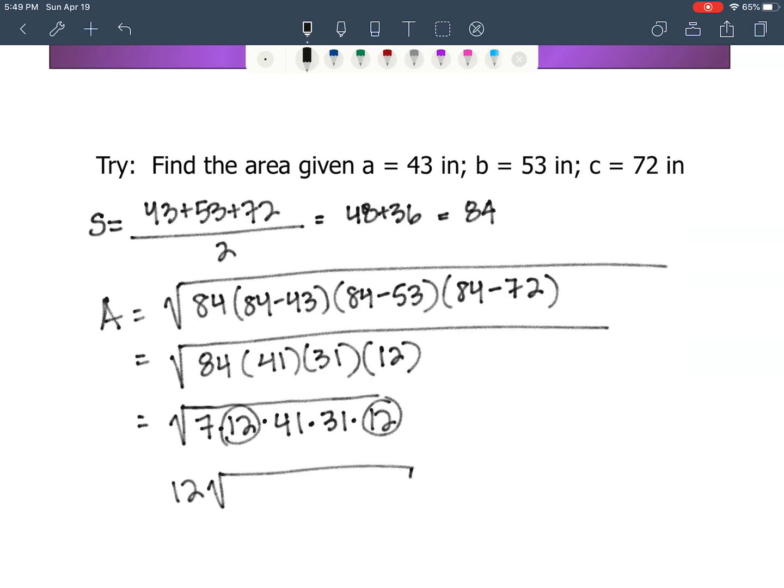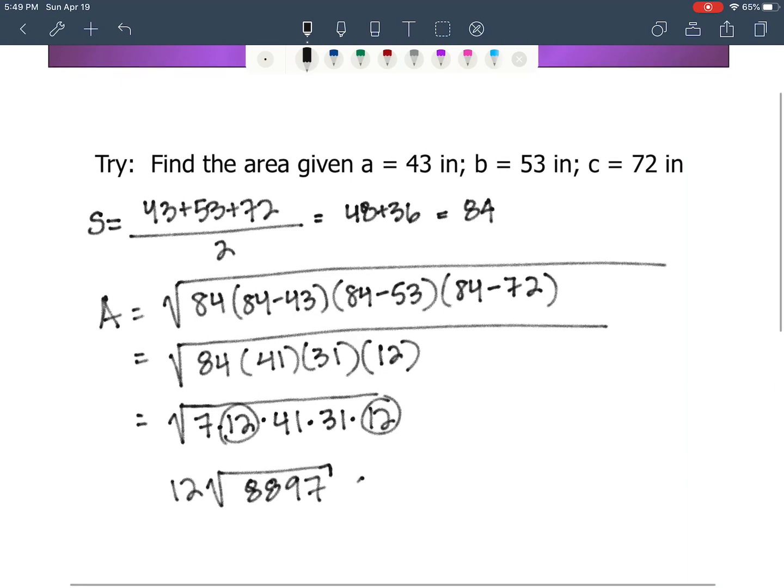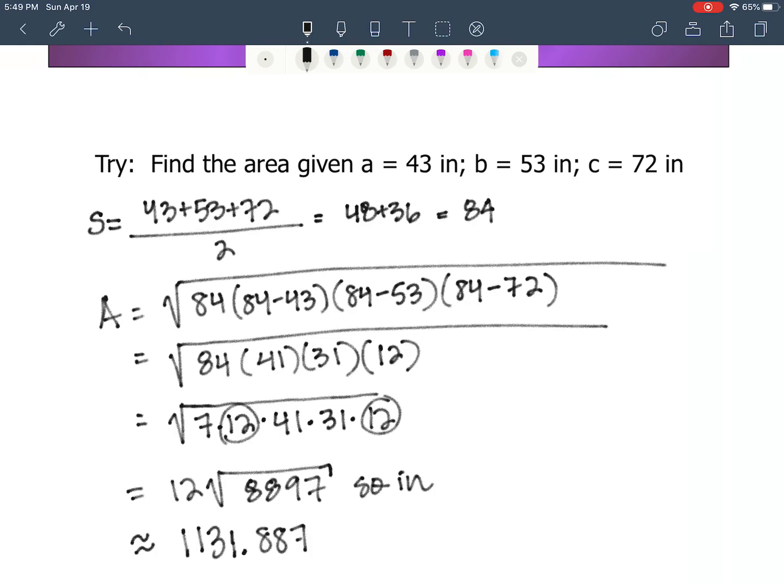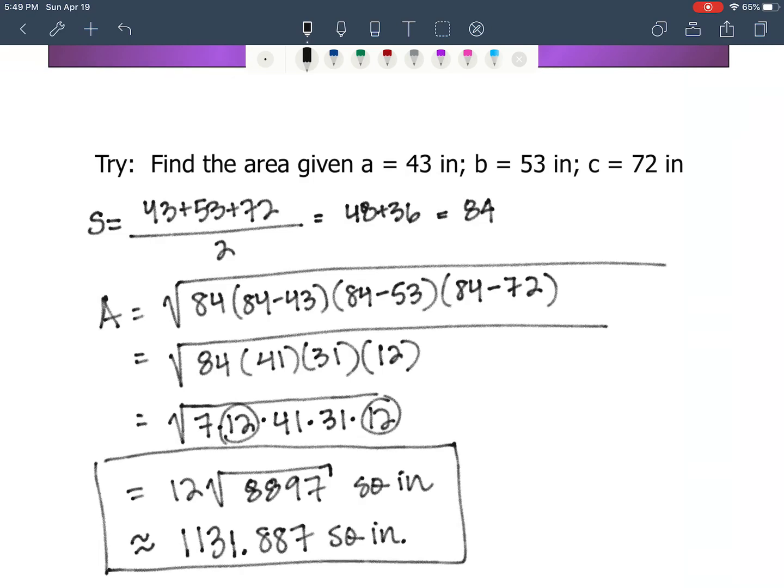So I've got 3 prime numbers. I'm going to multiply those together: 7 times 41 times 31. I get 8897. So that's kind of a weird number. I would say that no one's really going to be looking for this. However, this is the exact answer. If I put this into my calculator, I'm going to get approximately 1,131.887 square inches. So if you got that, then you are good to go on Heron's formula.